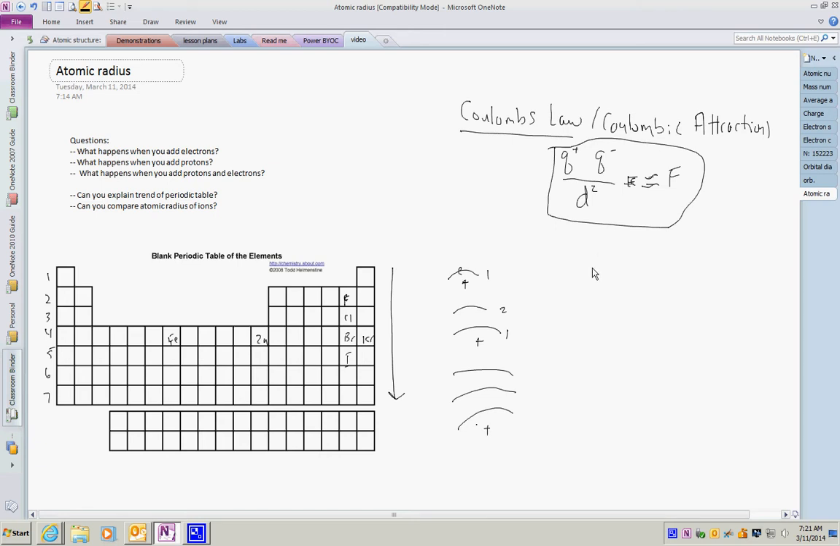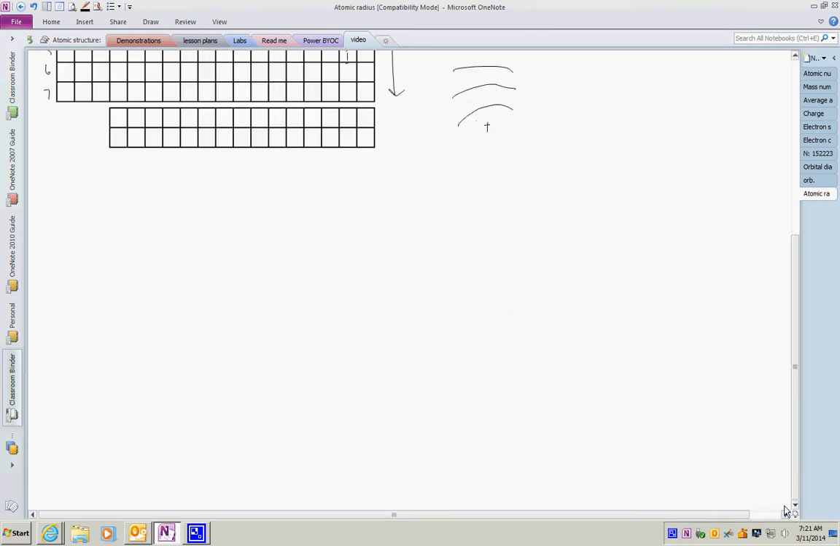If I increase my charge, whether it's positive or negative, that's going to increase my force, because it's part of the numerator. And if I increase my distance, you should be aware that I will drop my force. Either way, we have a situation here where as we go down a row, what happens?